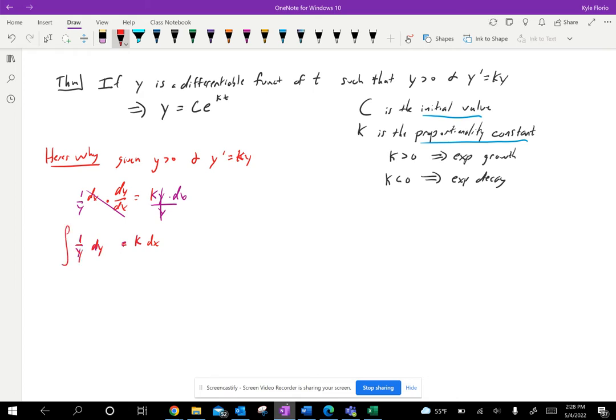And then from this step here, we're going to integrate both sides. The antiderivative of 1 over y is the natural log of the absolute value of y. And the antiderivative of k with respect to t, it doesn't matter if you call it x or t, I just want to call it t because we're talking about time here, is kt plus some constant. And because y is positive, there's no sense of taking the absolute value of it. If it's positive, the absolute value of it is the same thing as y itself.